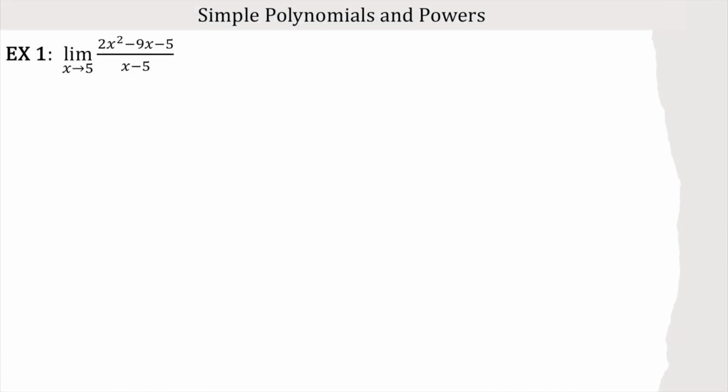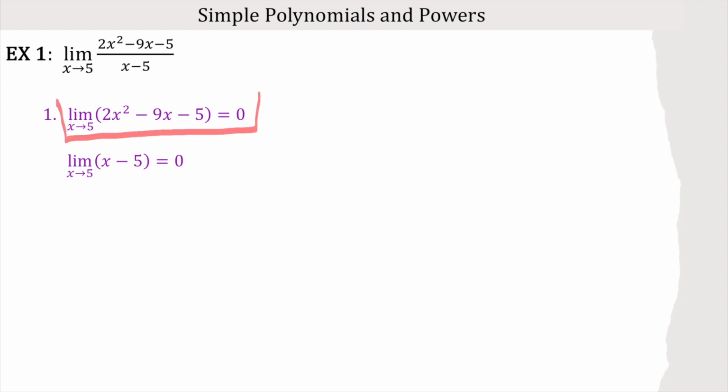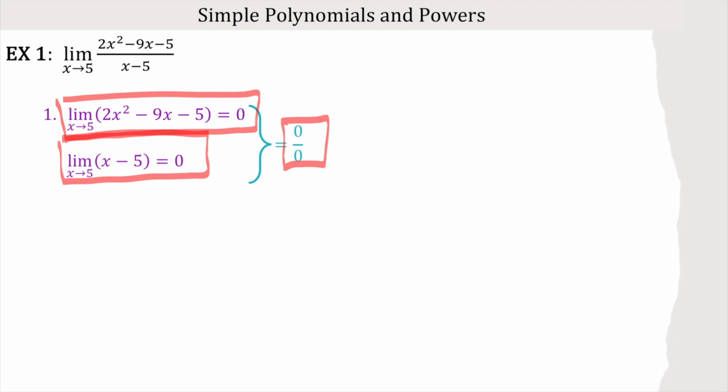So here's our first one. The limit as x approaches 5 of 2x squared minus 9x minus 5 over x minus 5. First thing we're going to do is try direct substitution. So if you plug 5 into the top, you get 0. If you plug 5 into the bottom, you get 0 again. So you want to show the numerator and the denominator both going to 0. And then it's nice to show this notation here. You're explicitly telling the reader, this is indeterminate form.